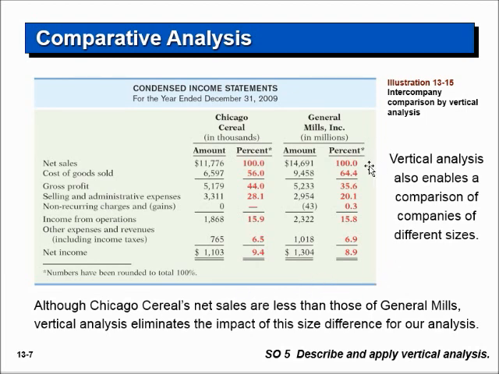In other words, both of them use 100% as their net sales figure, and then we take a look. General Mills keeps 8.9% in that year of its revenue, of its sales, as net income. Chicago Cereal, on the other hand, keeps 9.4% of its net sales as net income. And so even though Chicago Cereal is a lot smaller, in some ways it's doing better. It keeps more of what it actually makes. And so we can compare different types of companies, different size companies with each other using this type of vertical analysis.